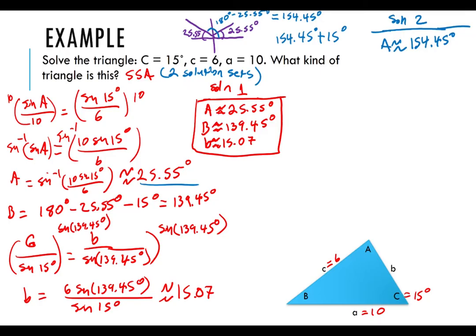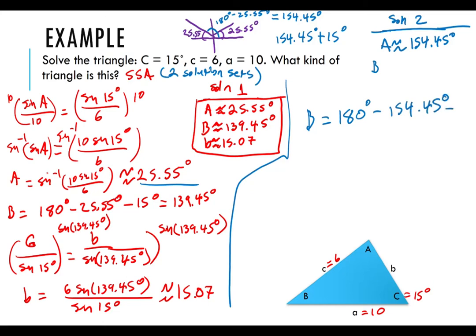Alright, so once I find angle A, then I can find angle B. Well, how do we find that? Well, angle B is of course going to be 180 degrees minus 154.45 degrees minus that given 15 degrees, which I get to be 10.55 degrees. Okay, so now we've got angle B is 10.55 degrees for a second completely separate triangle. So there we are. Angle A is 154.45 degrees, and angle B is 10.55 degrees.